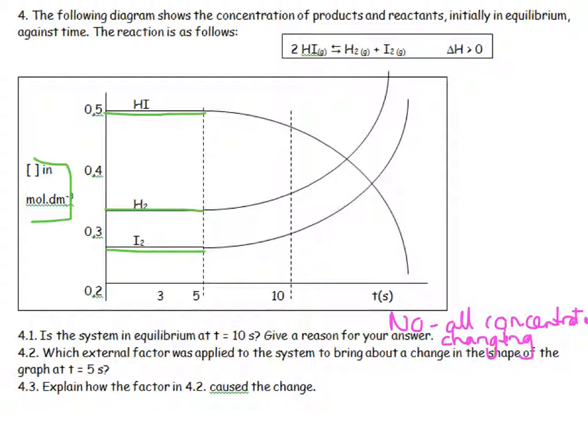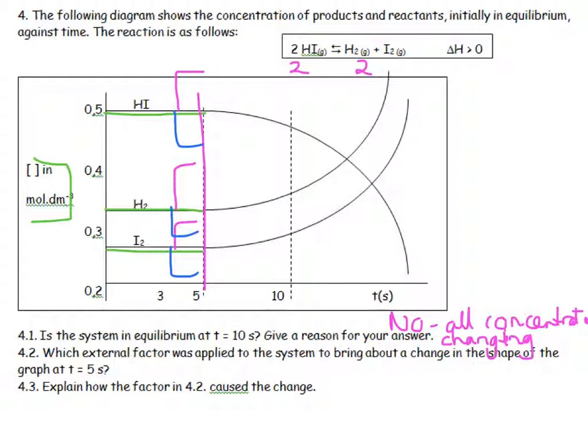Which external factor was applied to the system to bring about the change at 5 seconds? So obviously something happened over there. I've got 2 gas moles on the left and 2 gas moles on the right. So it obviously wasn't pressure, because a change in pressure is not going to change the equilibrium of this particular system. As well as the fact that if I squash the system, all the concentrations will increase. If I release pressure on the system, all the concentrations would decrease. So it's not going to be pressure.